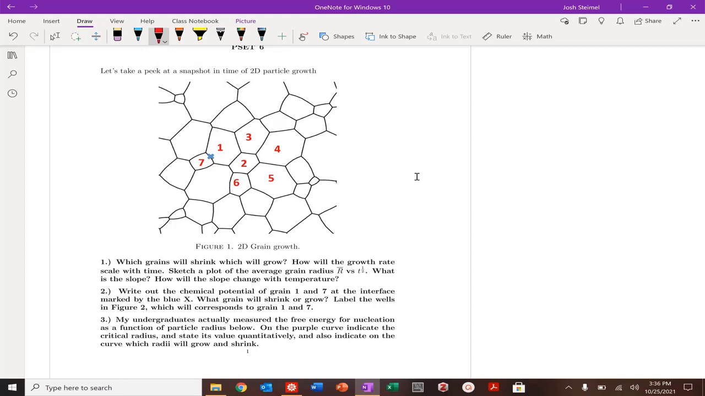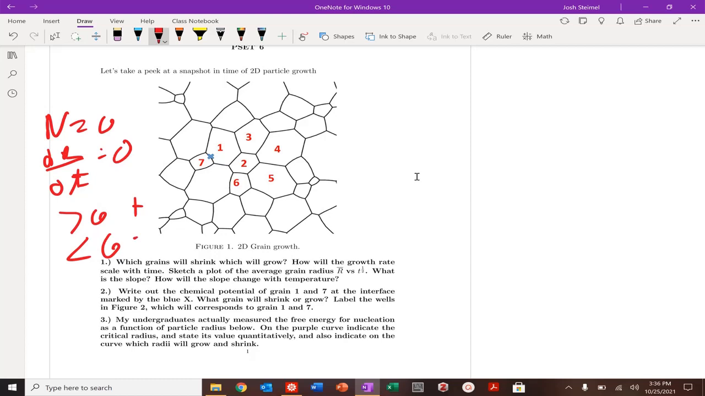We know for 2D grain growth, our rules are the von Neumann n equals 6. So n equals 6, dr/dt is basically equal to 0. If it's greater than 6, it's positive, meaning it'll grow. If it's less than 6, it's going to shrink. So let's do 1, 2, 3, 4, 5, 6, 7.